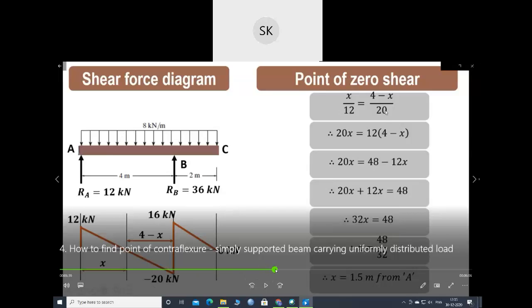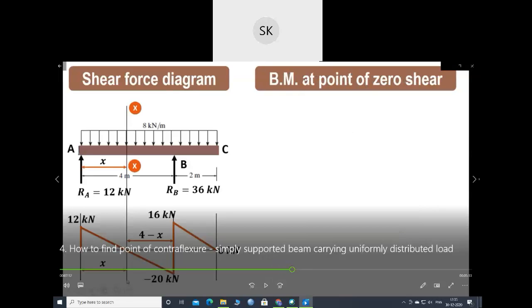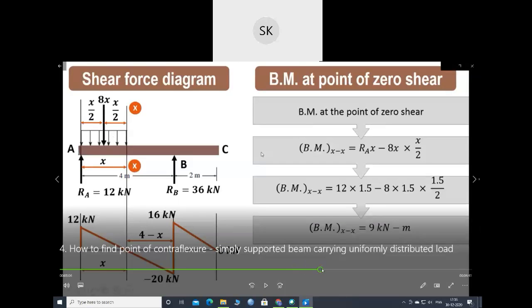This is also called the point of zero shear force. Next, BM at the point of zero shear force. What will be the bending moment at zero shear force? They have taken the section and found the bending moment equation at this point. So replace the value of x by 1.5, because it says bending moment at the point of zero shear force.